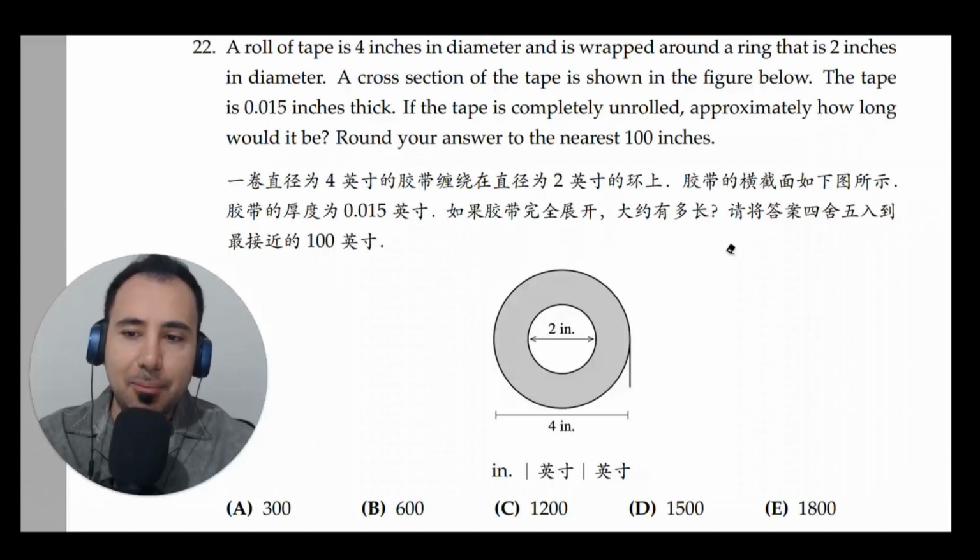I think this problem let down a lot of students during the test, and I know exactly why this happened. Let's read the question, then I'll tell you.